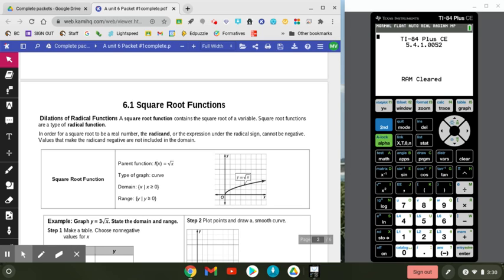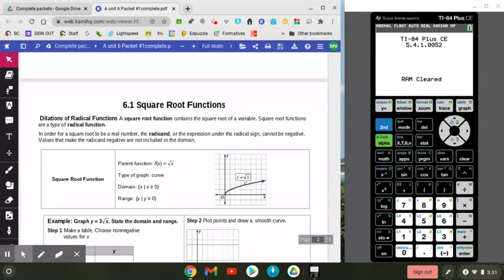Everyone. Today we're talking about square root functions. So, dilations of radical functions. A square root function contains the square root of a variable. Square root functions are a type of radical function. In order for a square root to be a real number, the radicand, which is the value underneath the radical sign, cannot be negative. Values that make the radical negative are not included in the domain.